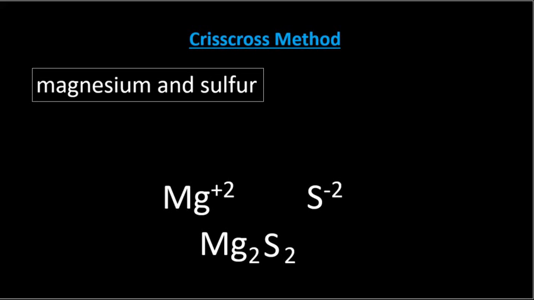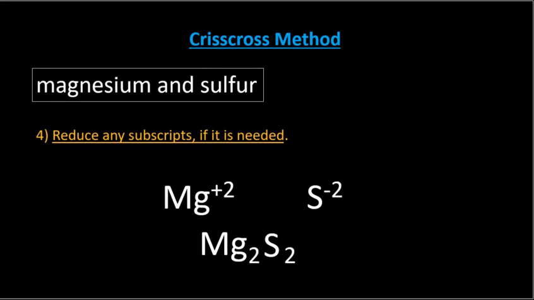However, just like in math, there is another rule. If you can reduce subscripts, you need to do it. So, the Mg2S2 will end up becoming MgS. You simply reduce the subscripts. Now, if it had been a 2 and a 4, you reduce it by dividing each side by 2. Whatever is needed in order to get the smallest numbers.